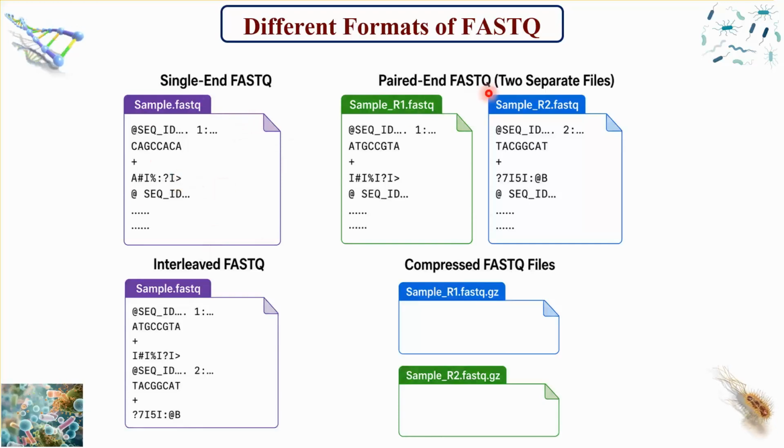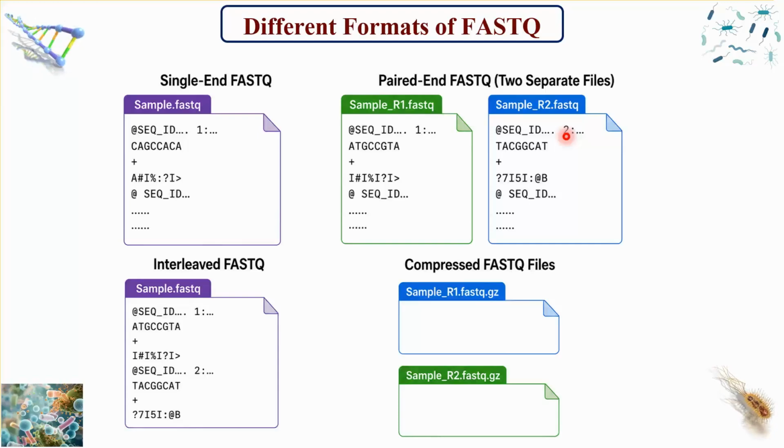Next is paired-end FASTQ. This is the most common format, especially in Illumina sequencing. In many sequencing experiments, we generate paired-end reads. That is, each DNA fragment is sequenced from both ends. So we get 2 separate FASTQ files such as sample_R1.fastq and sample_R2.fastq. Here the first file is read 1 or R1, the forward read file, and the second file is read 2 or R2, the reverse read file. The IDs for both reads are almost the same in paired-end reads. The only difference is the read number in the header line. As we can see, for read 1 it is 1 and for read 2 it is 2.